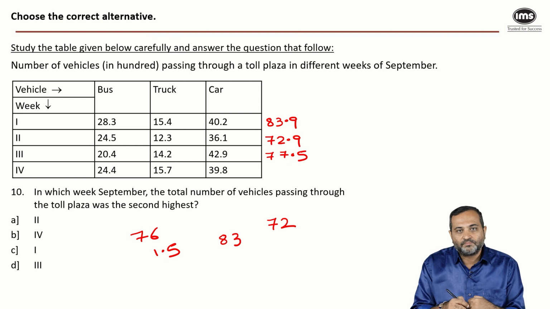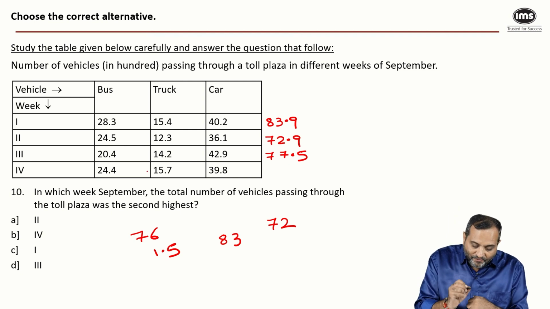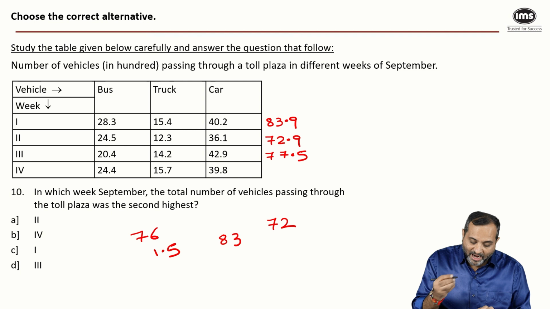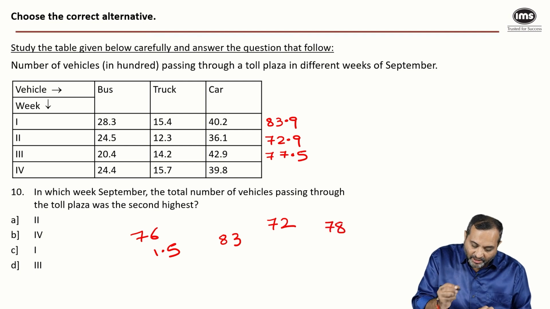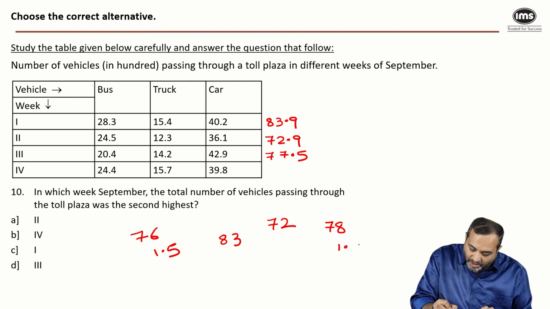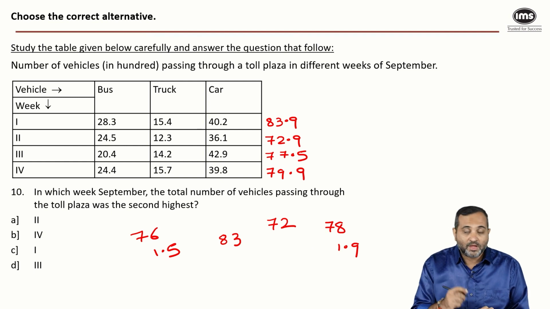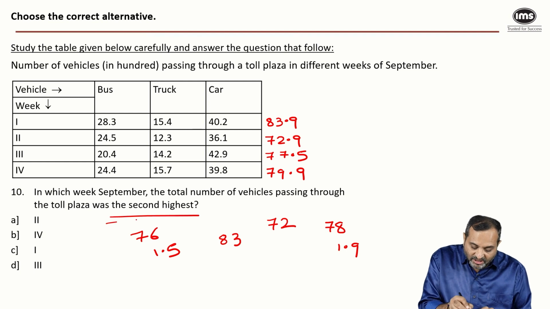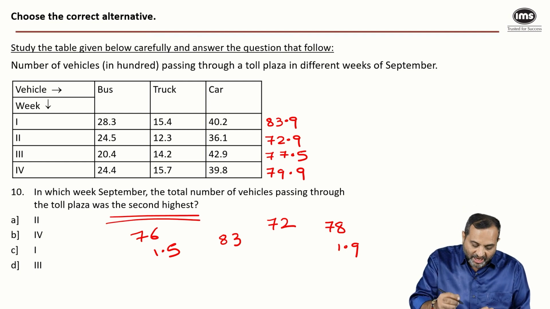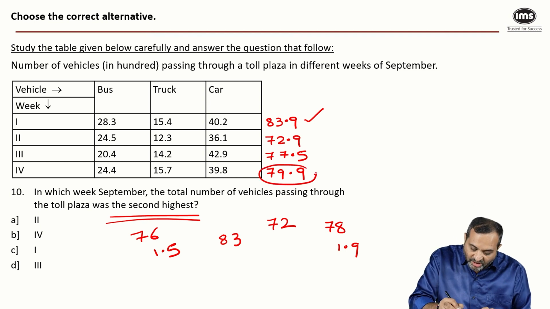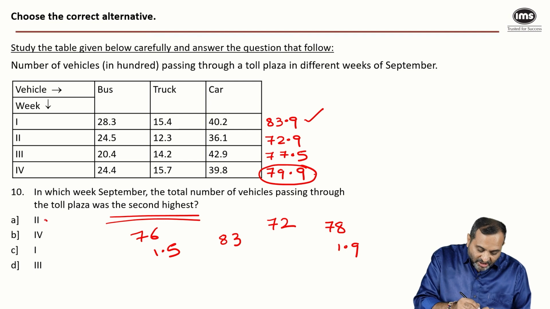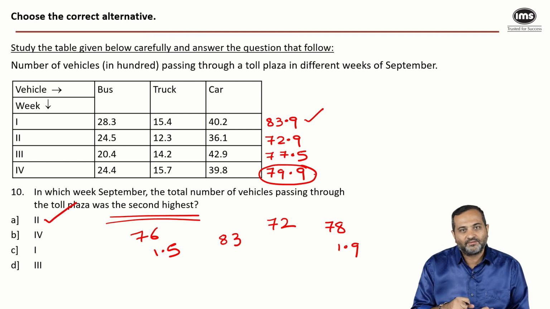77.5. And week 4, 24 plus 15 is a 39. 39 plus 39 is a 78. And 7 plus 8, 15. 15 plus 4, 19. So 1.9. So this means it is 79.9. Now once again, read your question properly. It says the second highest is what I'm interested in. Do you see the highest is week 1? And the second highest is week 2 with a 79.9. So the answer is week 2, option A.